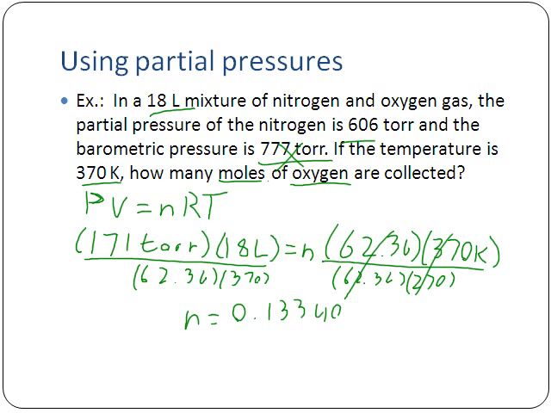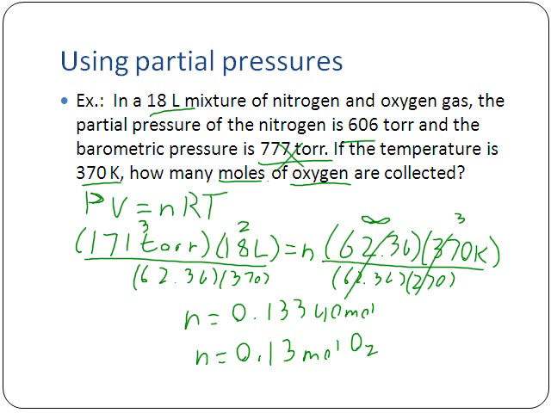0.13340 moles. Significant figure-wise, the pressure has 3 significant figures, the volume has 2, the 62.36 is a constant, so it's infinite. The temperature, we said we always round to the ones place, and so this one's going to have 3. So our final answer is going to have 2 sig figs, and so our number of moles would be 0.13 moles of, in this case, oxygen gas.